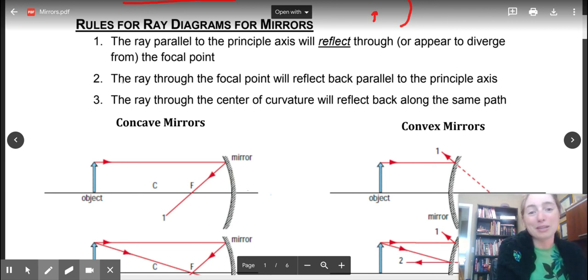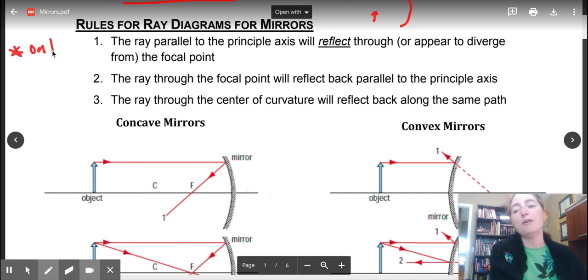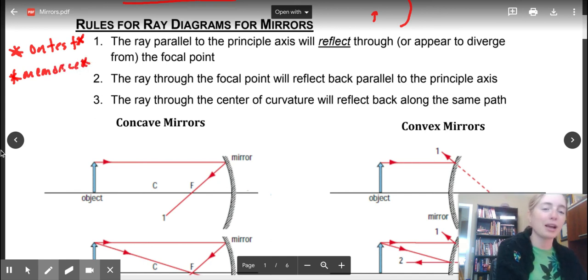If we had diploma exams and tests, I would absolutely be writing something like "on test" and "memorize" next to these. However, because we're not going to be doing exams while we're shut down for COVID, what I would do is put a nice brightly colored sticky note on these rules. So when you're doing your mirrors questions for your assignment, you just know this is where you're going to come for your ray diagram rules.